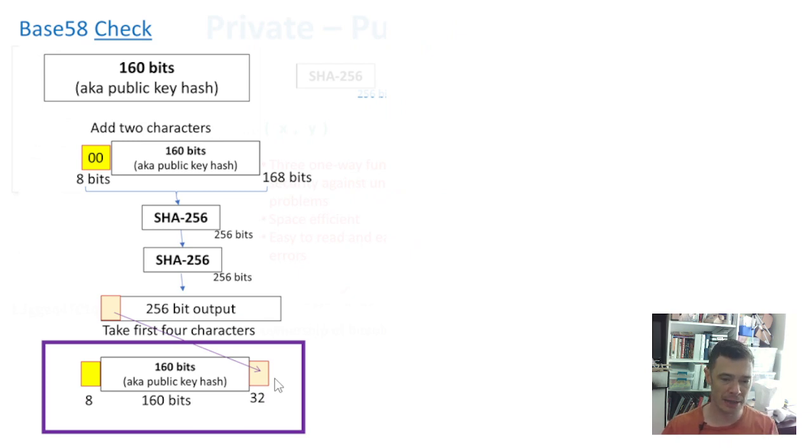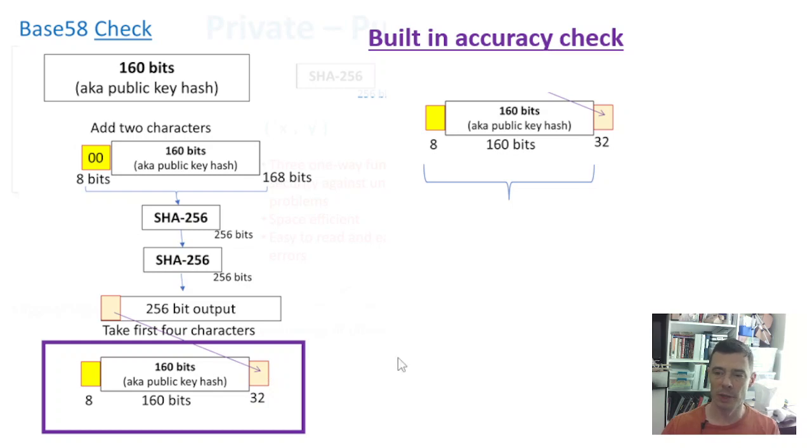And let's look at the check piece of this and why this is important. So when the Bitcoin software receives this address, it's going to take these 168 bits, run them through this same process, and compare the value that it gets to the value that you've given.